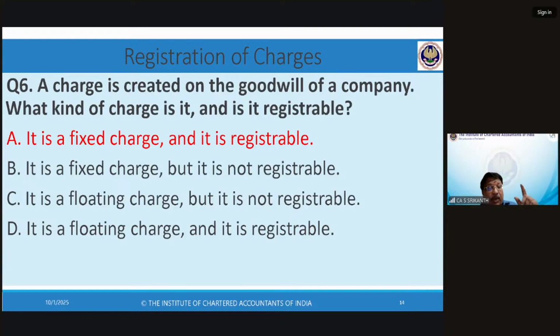One more thing. The asset can be sold without any problem in a floating charge. In a fixed charge, it cannot be sold. So goodwill cannot be transferred. Once you create a charge on goodwill, it cannot be transferred. You cannot do a slump sale without the charge being removed. Though rarely have we seen a charge created on goodwill. But as I already mentioned to you, the charge was created by Kingfisher United Breweries Limited on its brand, trademark, which is Kingfisher. Okay. So that's the correct answer.